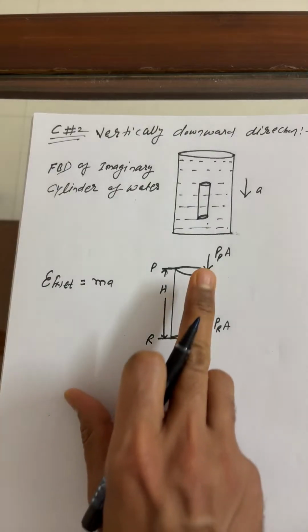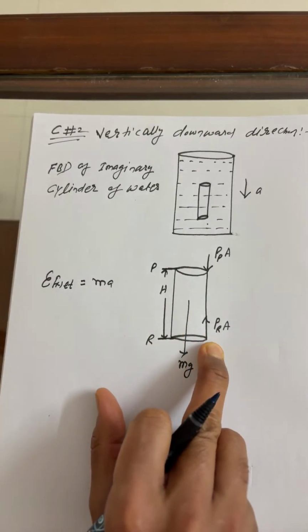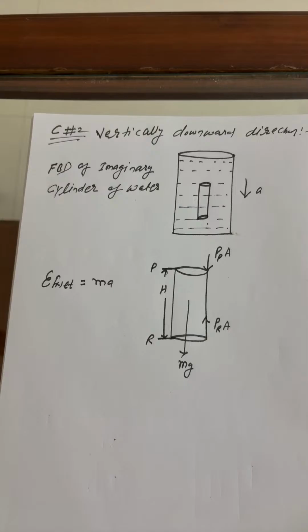mg plus pP into A minus this force equals ma. Am I right? Anyone from all of you, can you write in the chat box? Anyone? Okay.